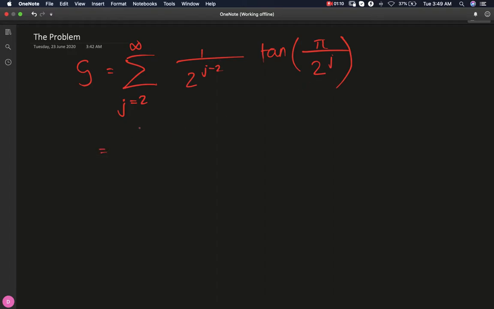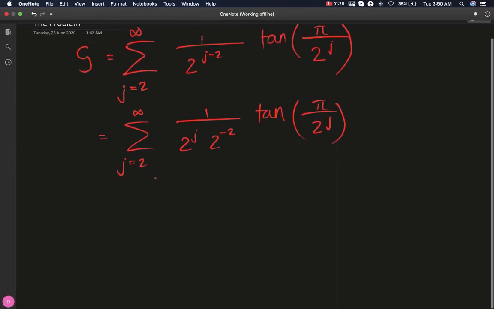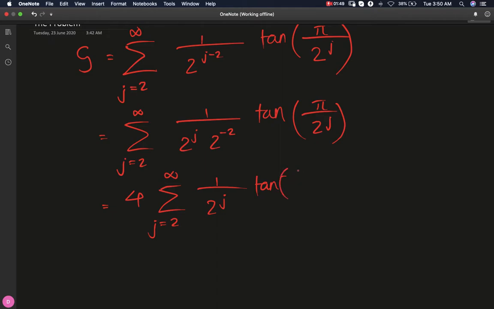Now what I can do is use some properties of exponents. This is the sum from j equals 2 to infinity of 1 over 2 to the j times 2 to the minus 2 power and the tangent of pi over 2 to the j. And I can take this on top, so I'll have 2 squared in the numerator with a positive power, which is nothing but 4. So 4 times the sum from j equals 2 to infinity of 1 over 2 to the j times the regular tangent of pi over 2 to the j.